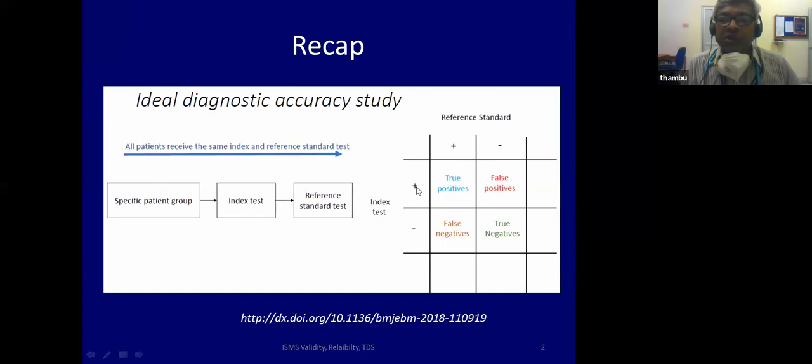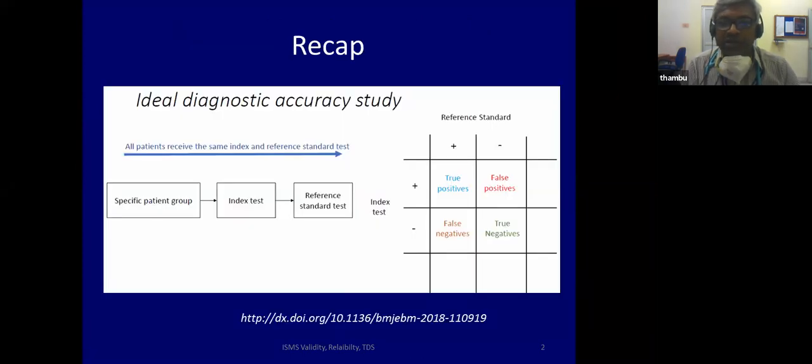When both are positive, it's called true positive. When the reference test and the index test are negative, it's called true negative. If the reference standard is negative, meaning no disease, but your test claims positive, it is false positive. If the reference test is positive, meaning that you have disease, and your index test is negative, then it's called false negative. We're talking about the index test. This is just a brief recap about yesterday's diagnostic study introduction.